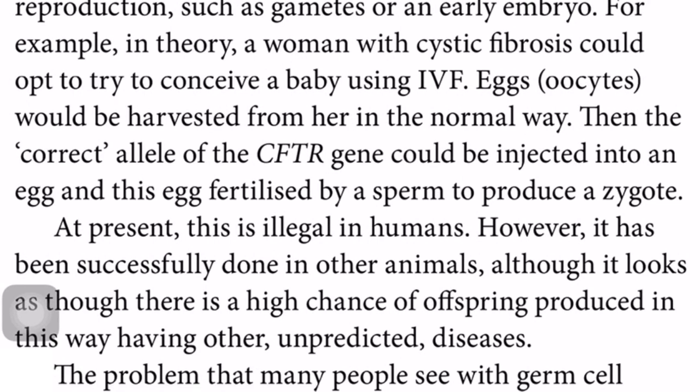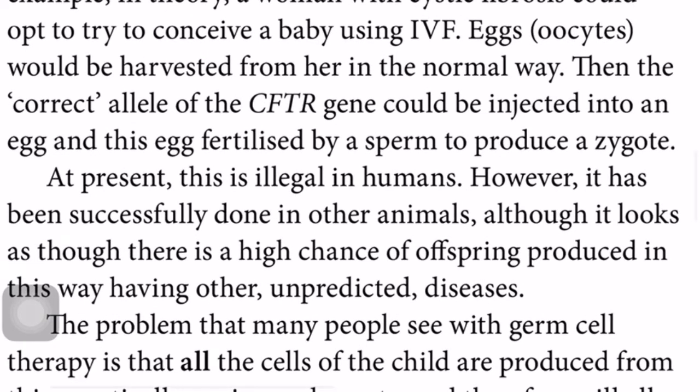For example, in theory, a woman with cystic fibrosis could opt to try to conceive a baby using in vitro fertilization, because she is the carrier of the diseased allele that causes the disease. There is a probability that the baby may inherit that gene, and we have seen that percentage.